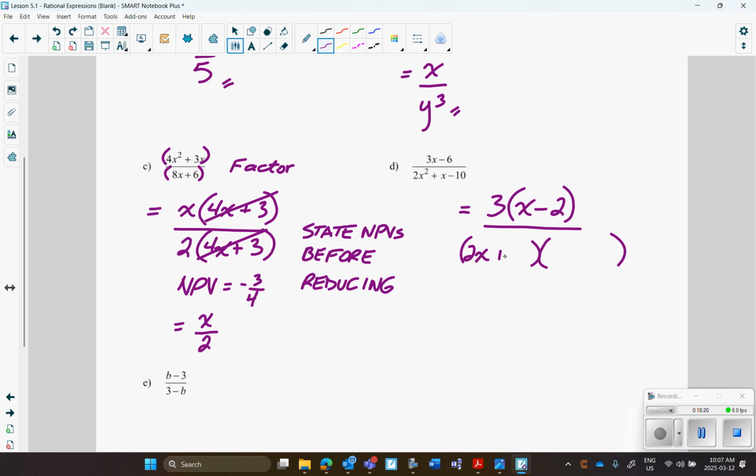x plus 5, x subtract 2. So 2x times x is 2x squared. 5 times -2 is -10. Then if I do the rainbow, I get -4x, positive 5x, which together make positive x. Excellent.